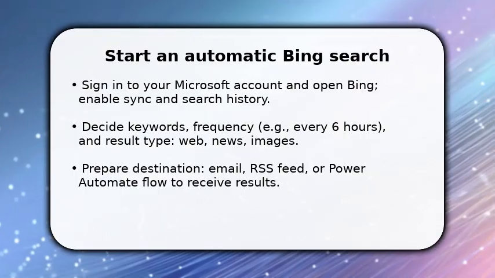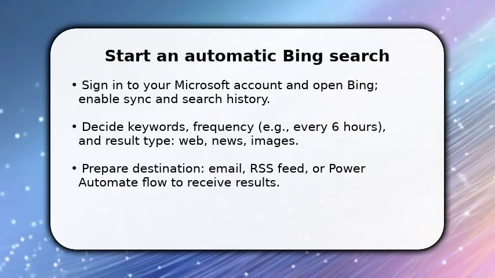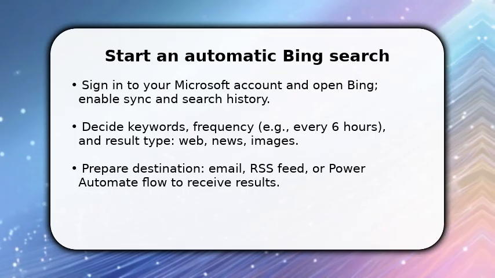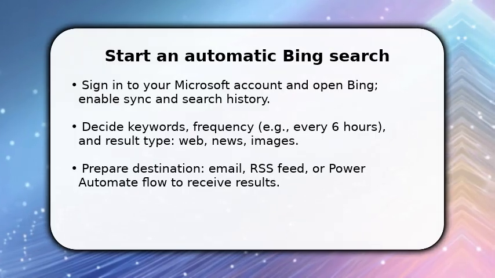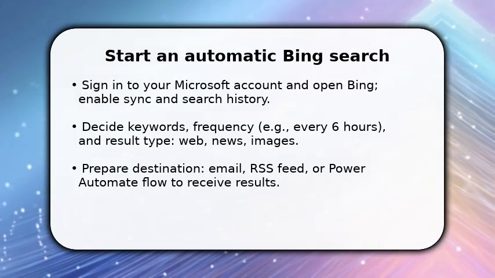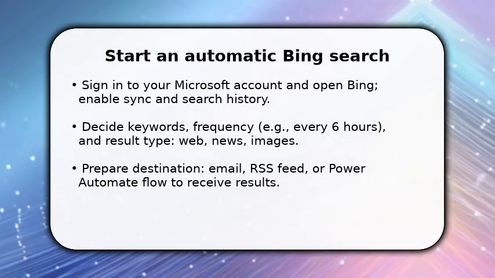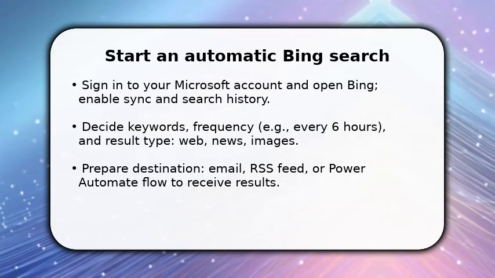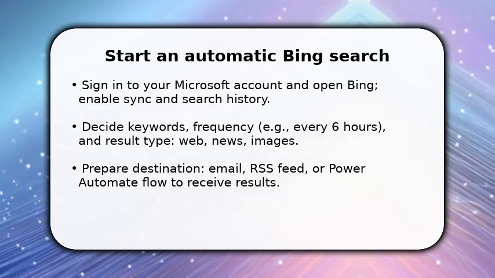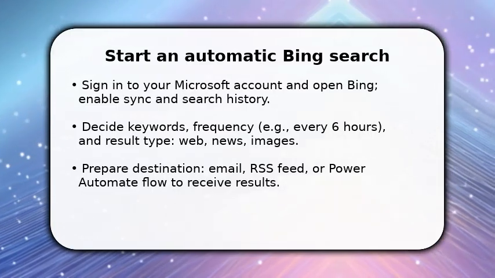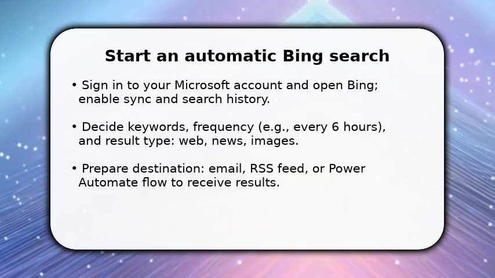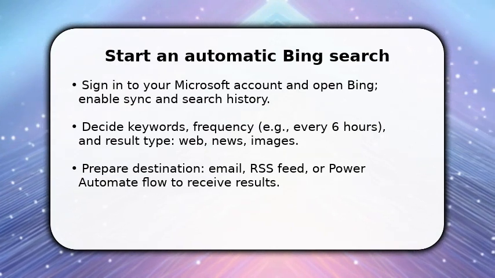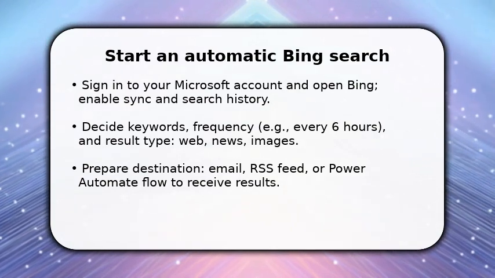You start by signing into Microsoft and opening Bing right away. Once done, choose precise keywords and a result type: news, web, or images, so results stay focused. Make a quick decision on delivery. Do you want emails, an RSS feed, or a Power Automate flow? Then set a cadence. Specify frequency in hours or days. You do this now because clear inputs let automation run reliably. Finally, enable search history and sync so Bing can use your preferences and return consistent results.